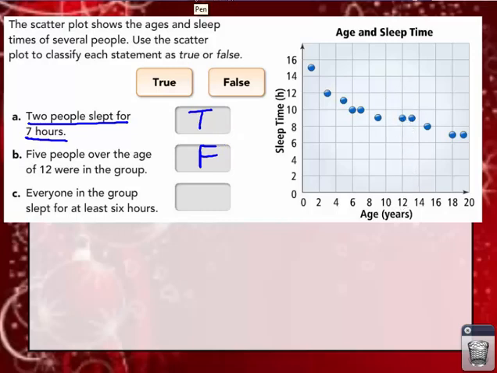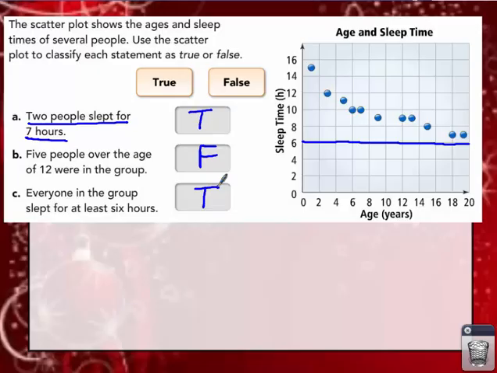So last question. Everyone in the group slept for at least 6 hours. So we look at the hours slept. Is everybody above 6 hours? Yes, that is a true statement. So when we look back at that standard, it says that we have to be able to answer questions about the data provided in a scatter plot.